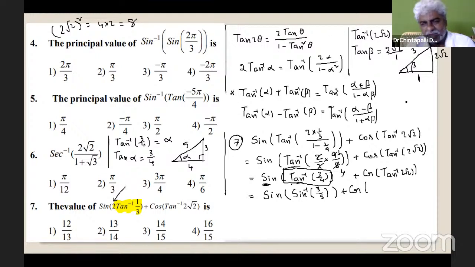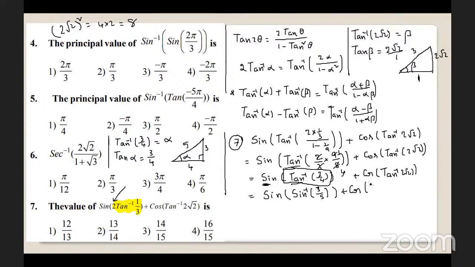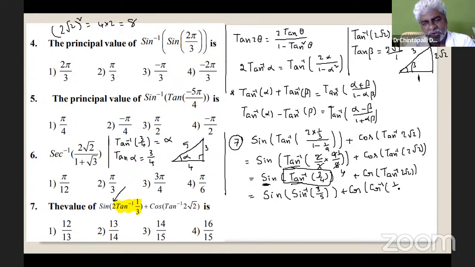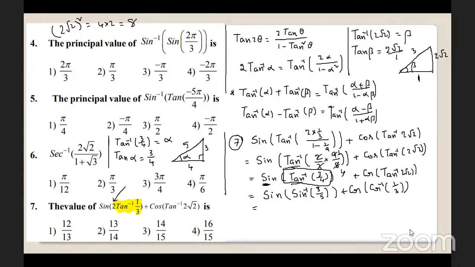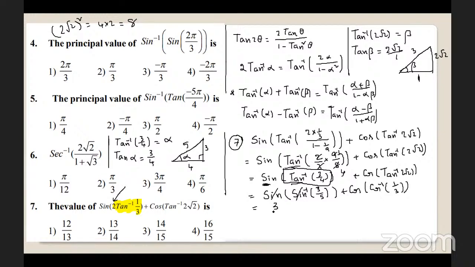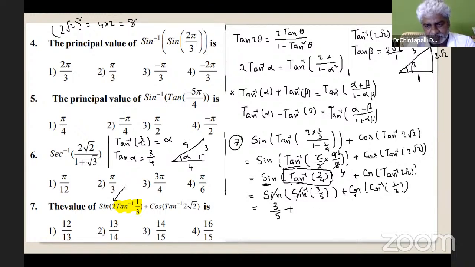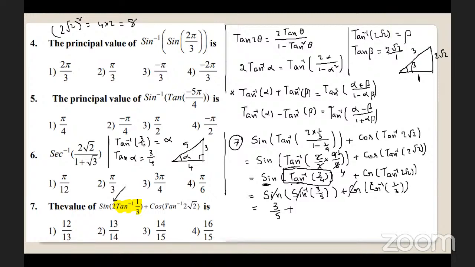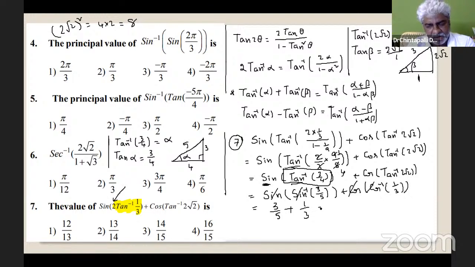We have to convert tan inverse of 2 root 2 to cos inverse. It is cos inverse of 1 by 3. Very good. Now, can we cancel? Yes, because both are the same. Sine and sine inverse can be cancelled, because 3 by 5 is in the domain of sine inverse. So it is 3 by 5. Cos and cos inverse also get cancelled, giving 1 by 3.